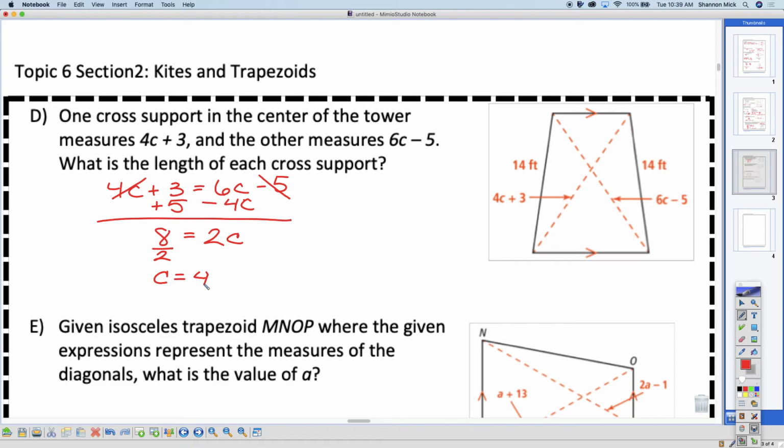So what do I have to do with c? I have to put it back in. So I'm going to have 4 times 4 plus 3. 4 times 4 is 16, plus 3 is 19. So this one better come out to be 19, right? So 6 times 4 is 24, minus 5 is 19. So it's 19 feet.